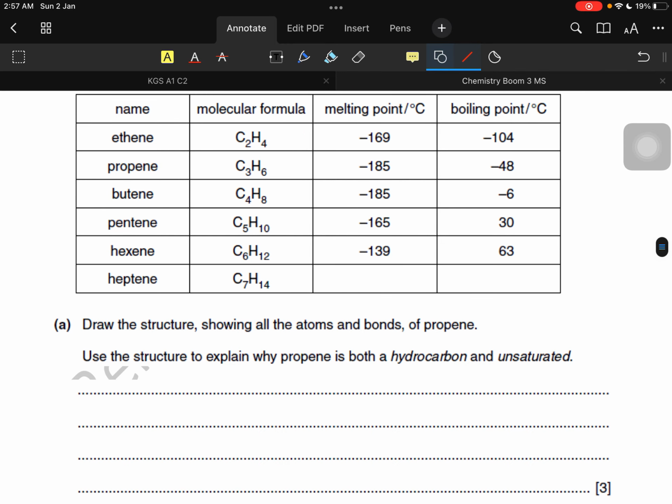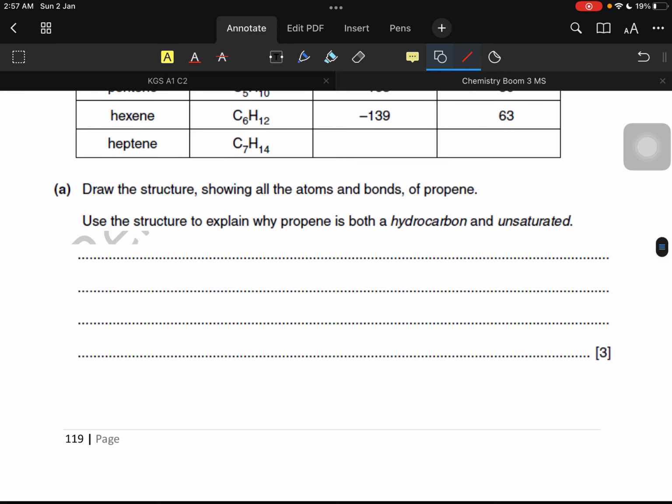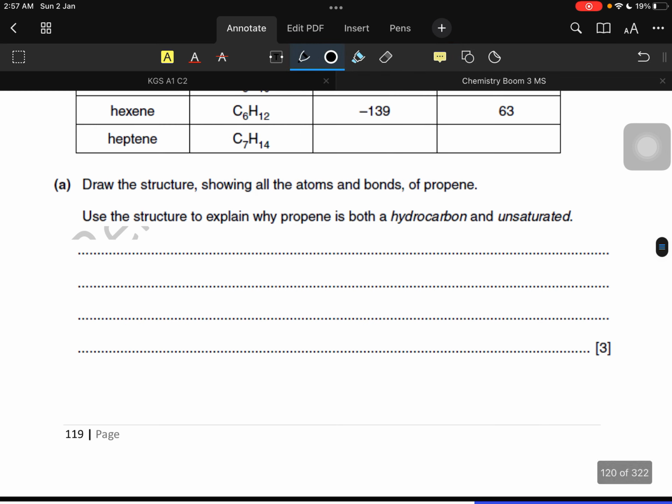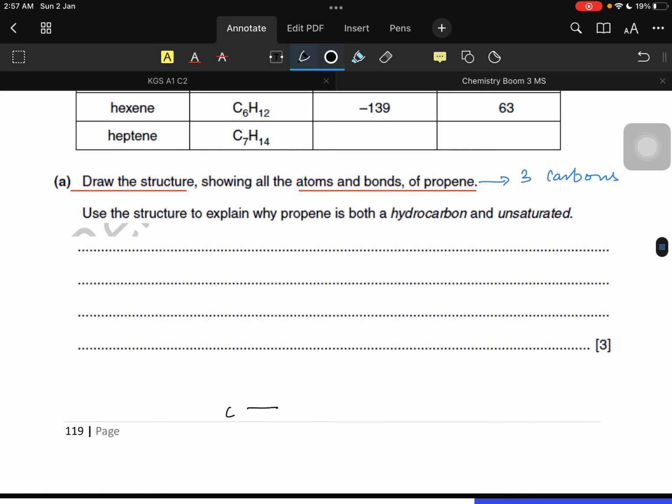So I have to draw the structure of propene with all the atoms. This is enough place for me to draw it. Propene means 3 carbons, right? And obviously ene means alkene. So I'm going to be drawing 3 carbons, 1, 2 and 3. But I have to make sure that there is a double bond, because alkene has a double bond. So at least at one point I draw a carbon-carbon double bond.